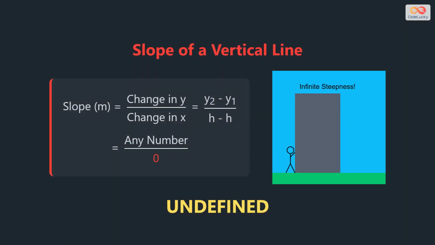What about the slope? Remember, slope is the change in y divided by the change in x. Since the x values never change, we end up dividing by 0. In mathematics, dividing by 0 is impossible. Therefore, the slope of a vertical line is undefined.